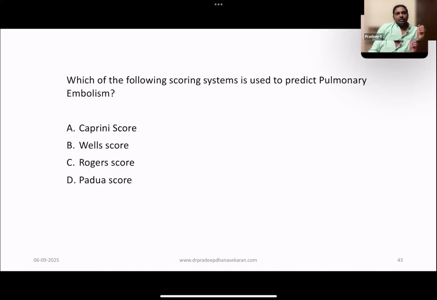Right. Now let's discuss pulmonary embolism. Which of the following scoring systems is used to predict pulmonary embolism? Caprini score, Rogers score, Padua score, all these are used to predict deep vein thrombosis. Wells score is used for pulmonary embolism. Wells score and Geneva score, these are the 2 scores used to predict pulmonary embolism.